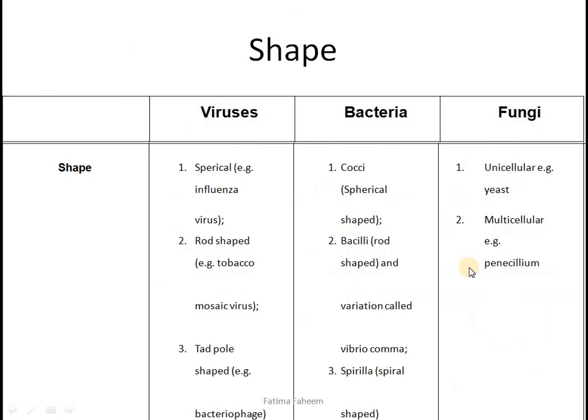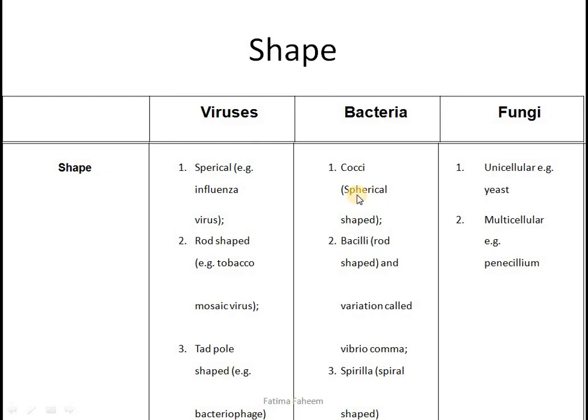Now let's see the shapes. Viruses are categorized into three groups because of their shapes. We see spherical viruses, for instance, influenza virus. We see rod-shaped viruses, for example, tobacco mosaic virus. And then we see some tadpole-shaped also, which were previously discussed. The example of it is a bacteriophage.